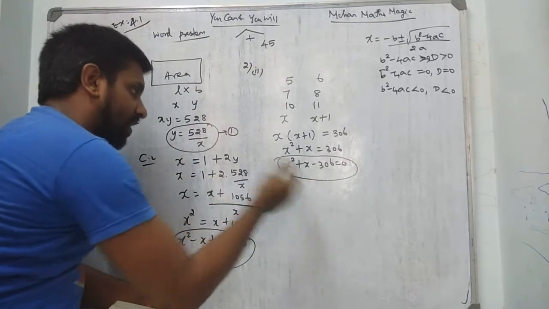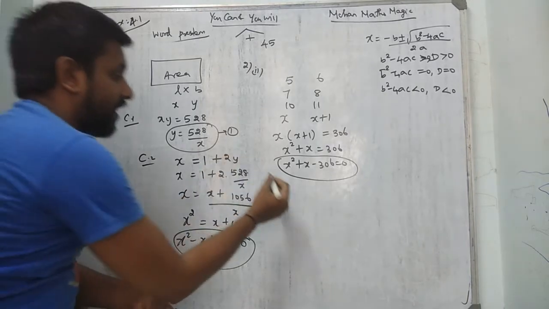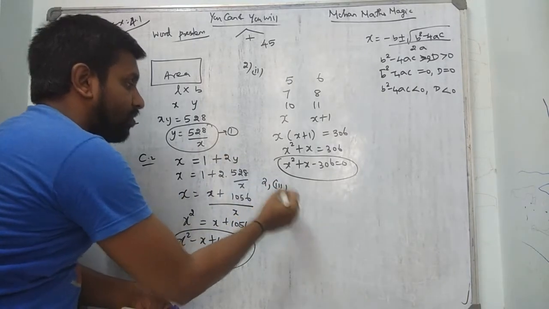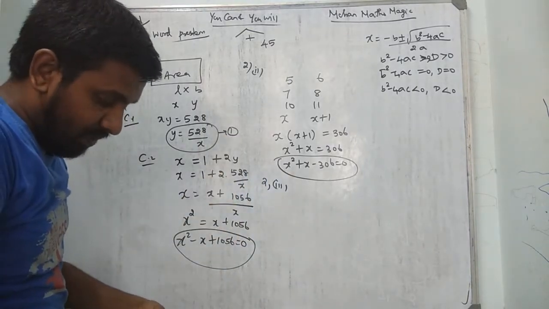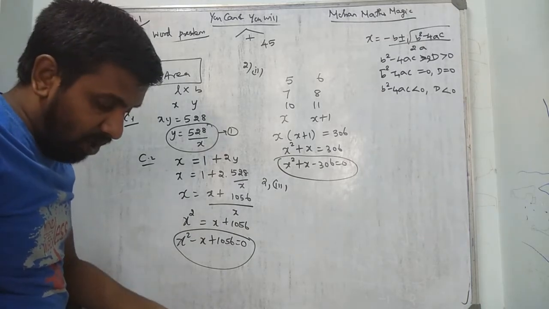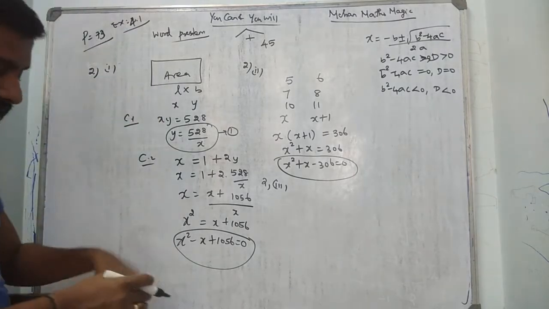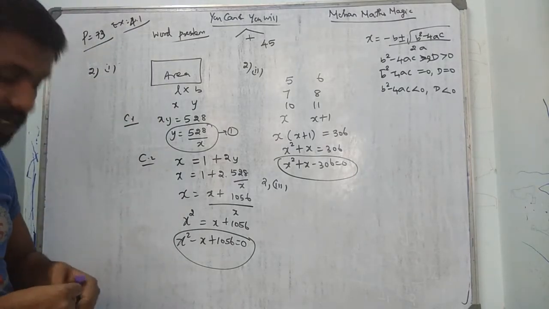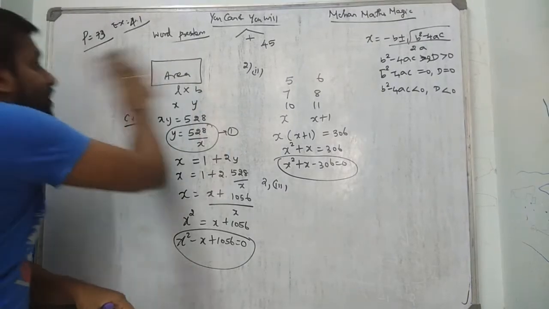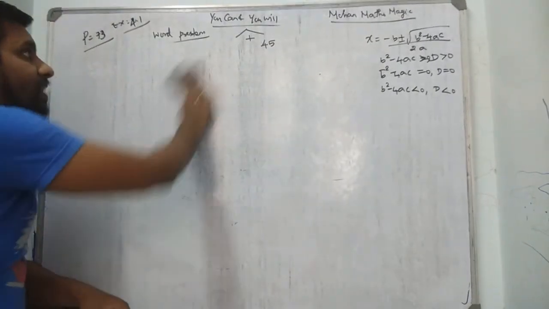I'll go on to the next exercise. Second numeral, the third sum. They have asked you to find it mathematically. Rogan's mother is 26 years older than him. The product of their ages 3 years from now is 360, which is the same sum I did in the linear equations chapter. So this is an age sum. Rogan and his mother.